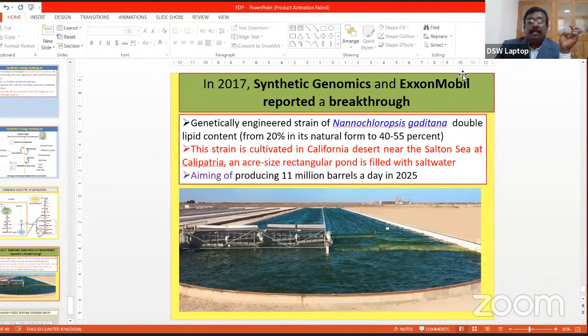and a company, ExxonMobil in the United States of America, is cultivating it in the California desert, and their aim is producing 11 million barrels a day in the year 2021. So the work is going on to achieve this yield of 11 million barrels of oil per day in commercial production by cultivating Nannochloropsis gigantea. When we achieve that, there is immense hope of transferring the technology to various places to cultivate Nannochloropsis for producing biodiesel.